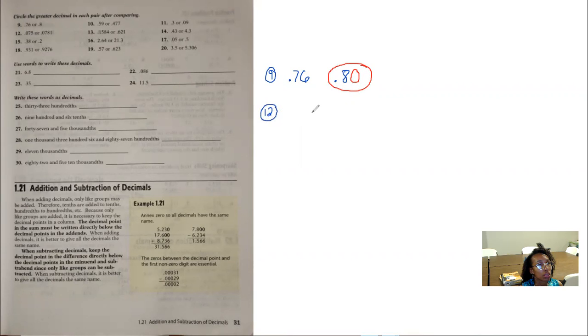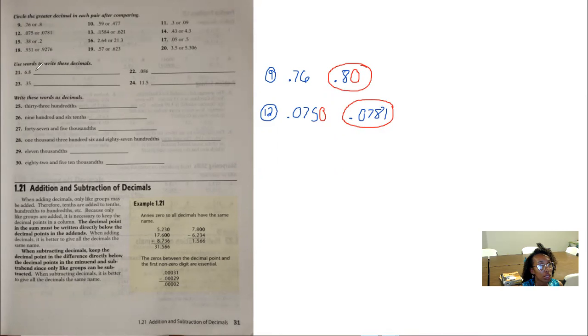Let me do another one. 0.075 compared to 0.0781. Okay, so I've got 1, 2, 3 here and 1, 2, 3, 4 there. So we'll add an extra 0, and now we'll compare. This 0 I'm going to ignore and just look at the 750 compared to 781. So 750, 781, 781 is bigger. All right.